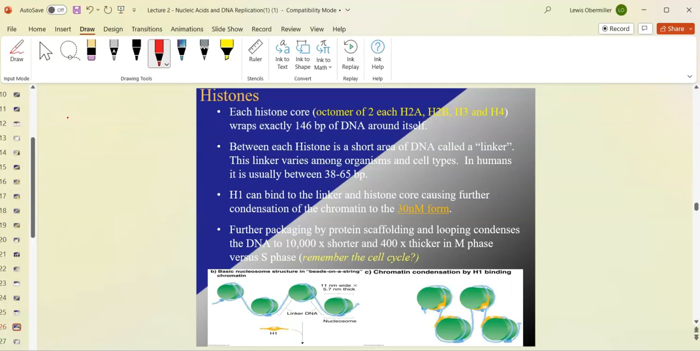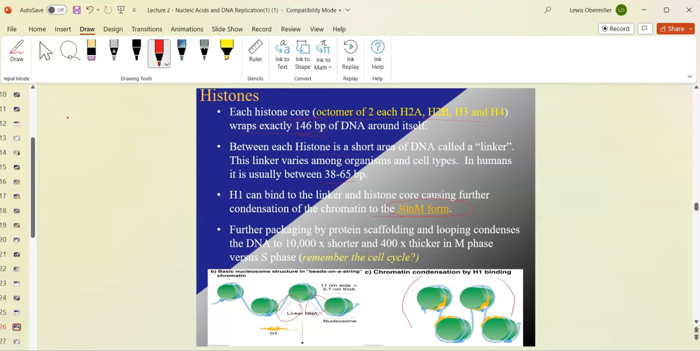I'm not going to ask you this specifically, but this is so you know that each histone core, you need to know what the cores are made out of, right? So 2 of each of these. You don't need to know, it wraps around exactly 146 base pairs of DNA. This varies a little bit, and this is for humans, so it varies a little bit between organisms. There's a short stretch of DNA called the linker. You can see it here. This is the exposed part of DNA, not the coiled part. That linker in humans is about 38 to 65 base pairs, just to give you an idea of how big it is. And together this forms what we call the 30 nanometer form of chromatin, which is shown here.